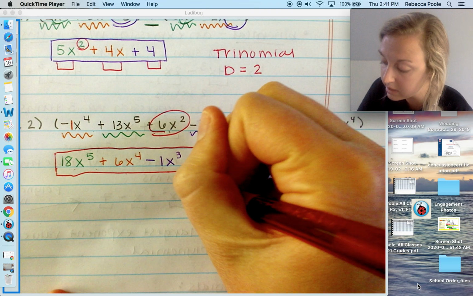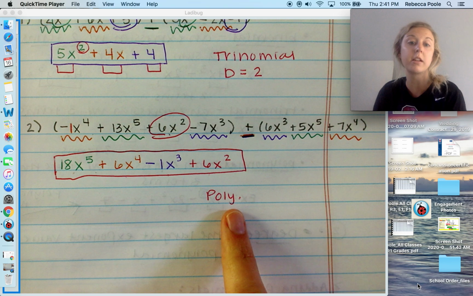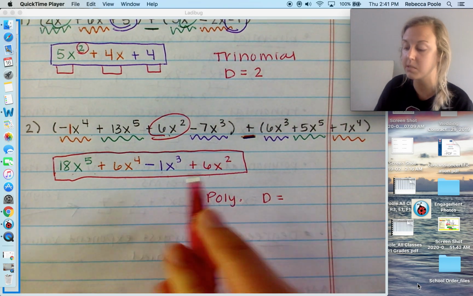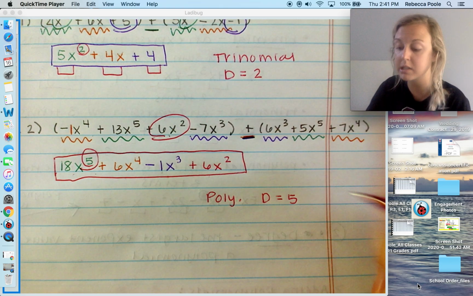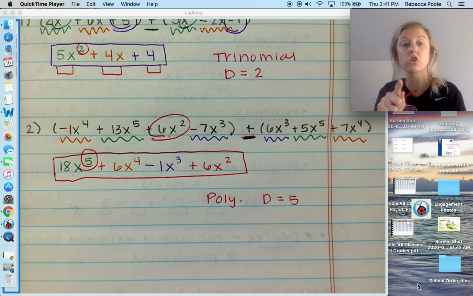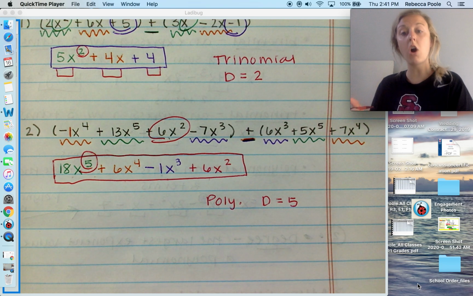No. This is a polynomial, and you guys can abbreviate. You can just put poly, that's fine with me. And the degree here, the biggest exponent, is 5. This should be easy for y'all because we should have already put them in order, okay? If they're not in order, make sure you put it in order and then find the biggest one. All right, so that's all you're doing for this lesson.